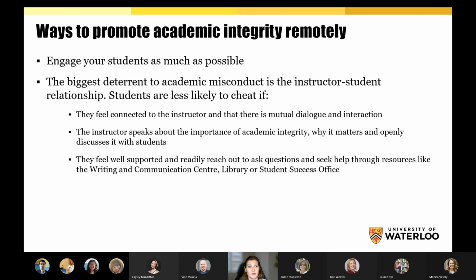So I'll just cover a couple of ways that you can support academic integrity remotely, because I'm sure there'll still be many of us that are working remotely or doing remote offerings for the next little while. It's really important that you engage your students. If your students know that you care, that is going to be the greatest deterrent to academic misconduct that you could possibly offer. If they feel connected with you, they feel like they understand the content and the goals of the course and the meaning of your assignments, they'll be way less apt to engage in any academic misconduct.